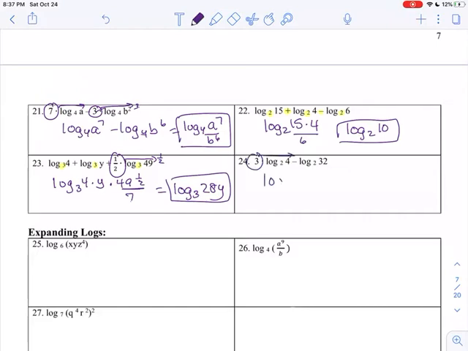So let me just write the whole answer. Log base 3 of 28y. You can see that these are getting a little bit complicated here.